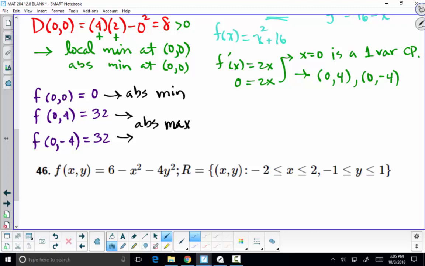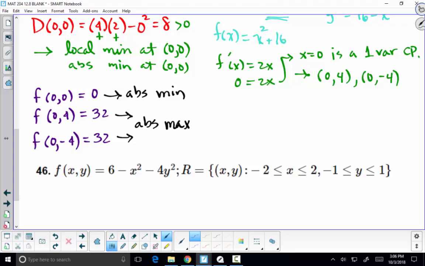Yeah, pretty much. Although without plugging stuff into the original function, there's no way to tell whether a boundary critical point is max or min, local or absolute. So on a boundary point, we have to take all the boundary critical points and compare them.